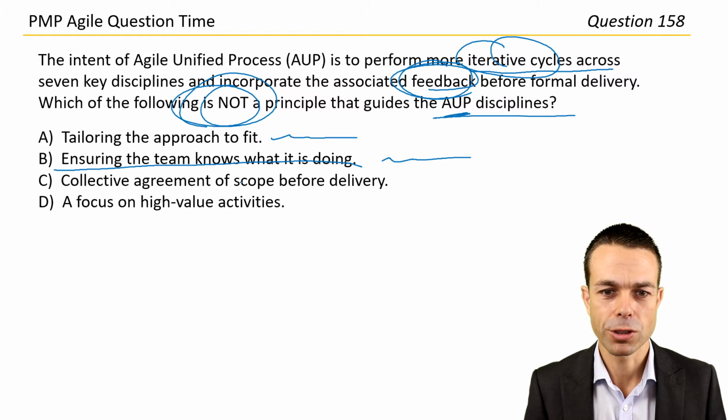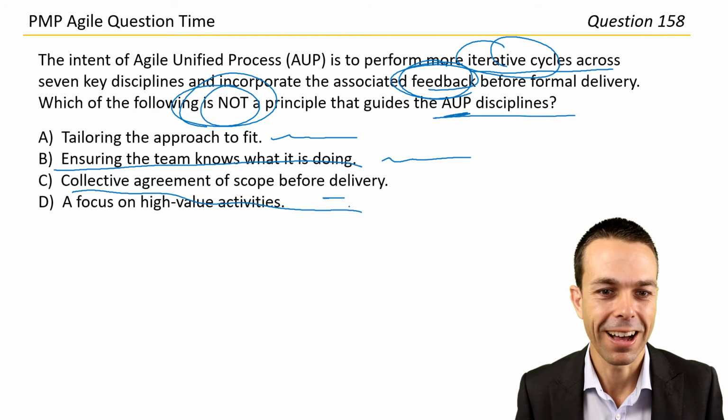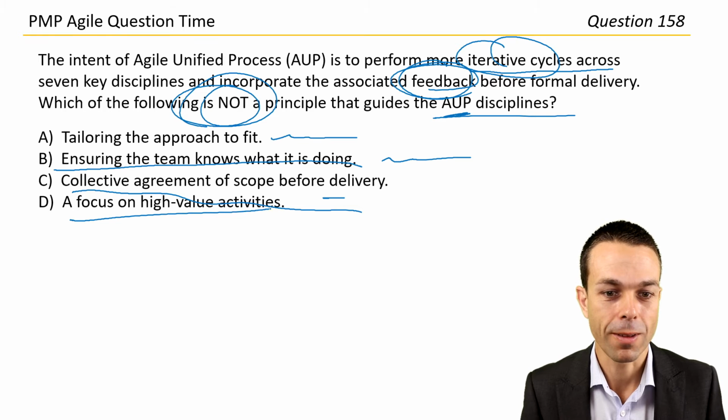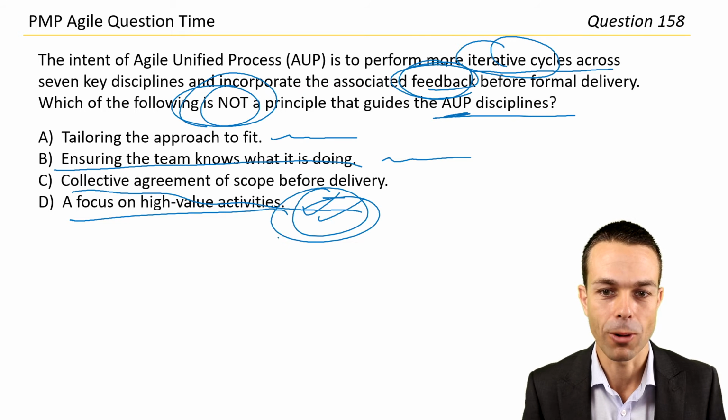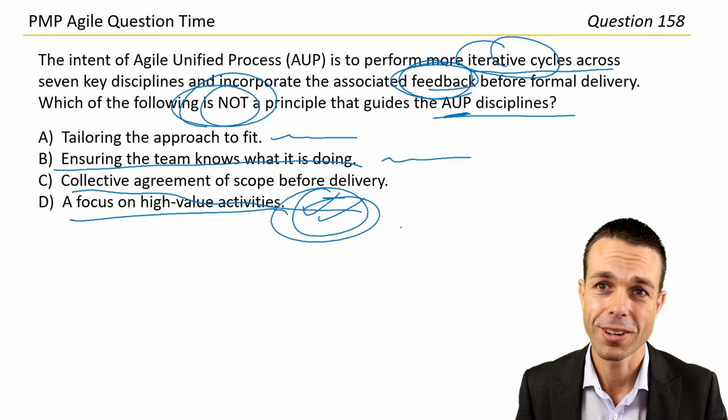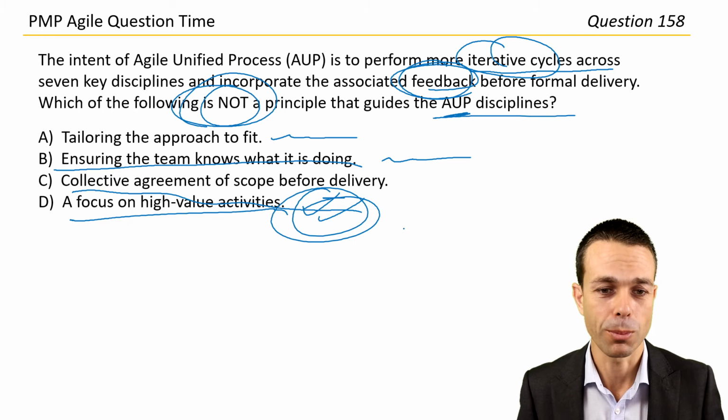Collective agreement of scope before delivery. Oh gosh, these are actually pretty tough. And focus on high value activities. Okay, definitely that one. So I love that one, but we're looking for something that's not agile, or an agile unified process.